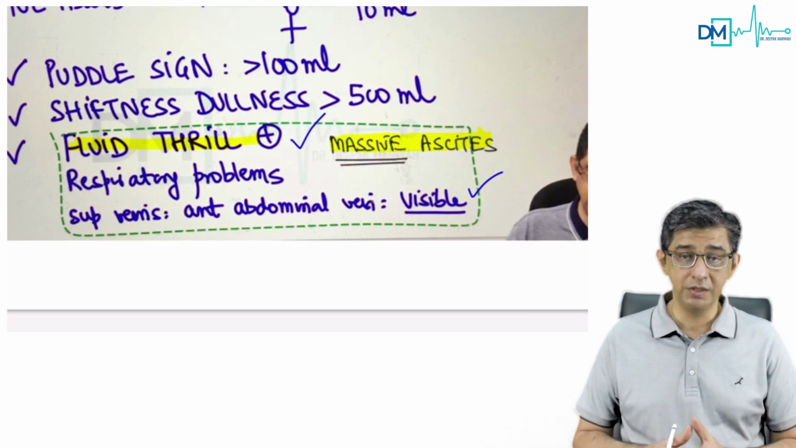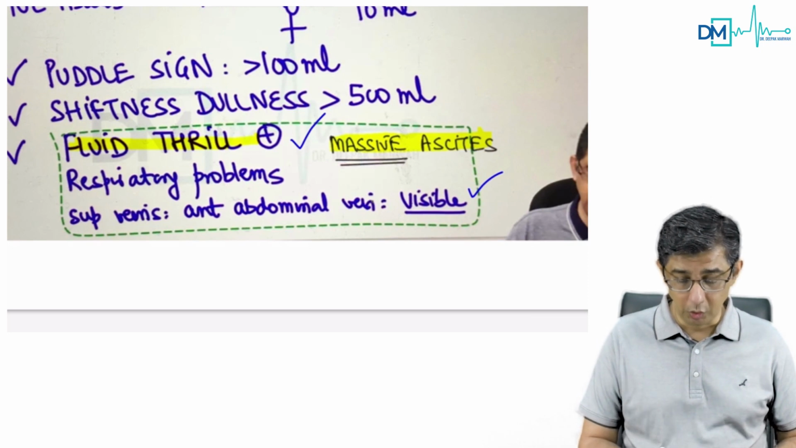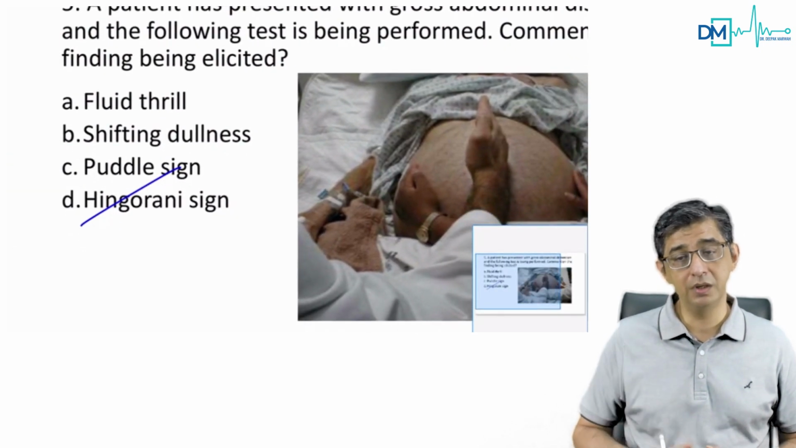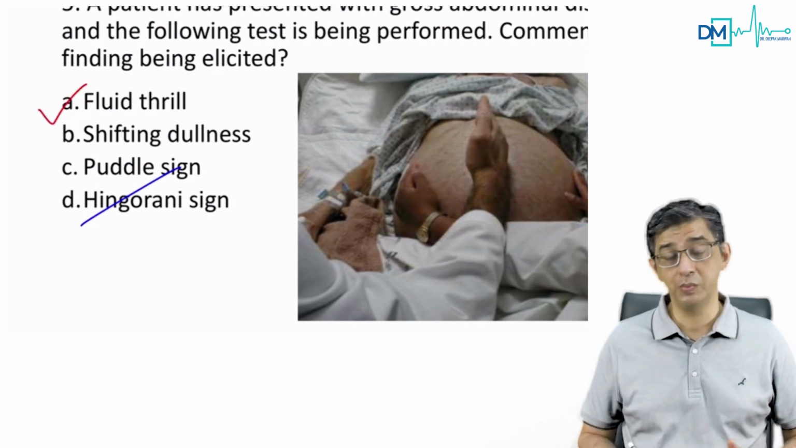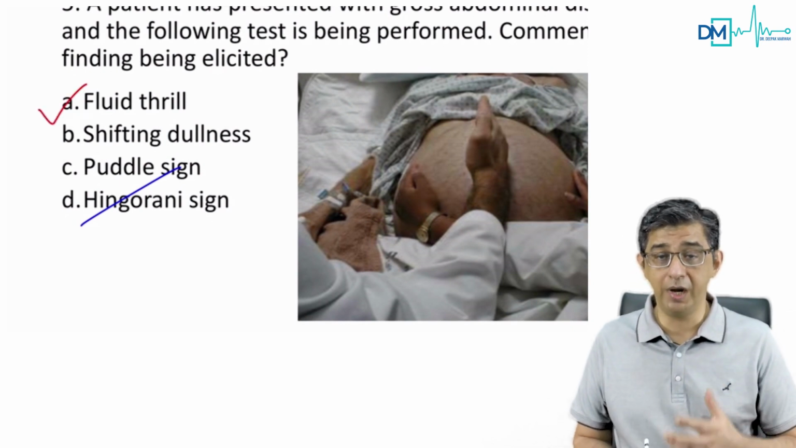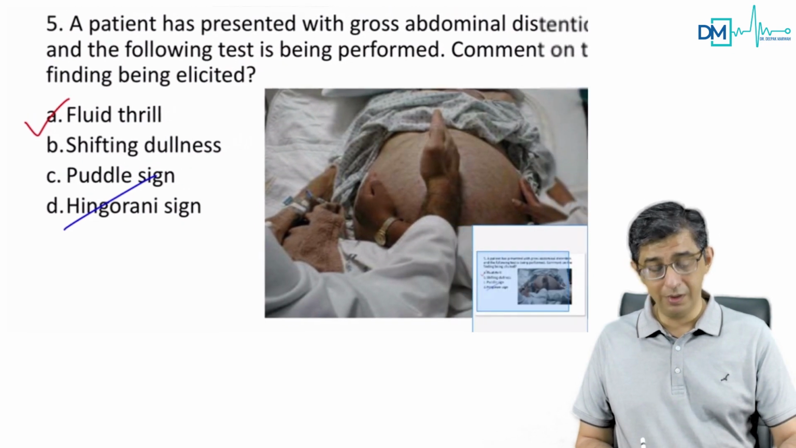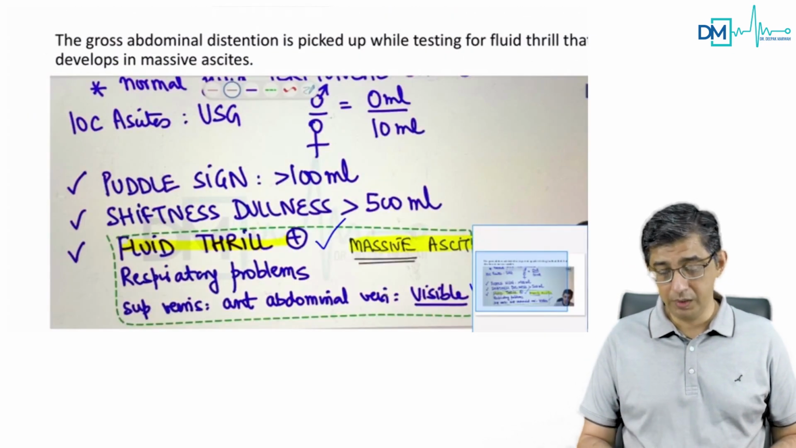So the bottom line is that in massive ascites, you can see the gross abdominal distension. This person would be having a fluid thrill present, and this heralds a bad prognosis because this can contribute to abdominal compartment syndrome. This image-based question, the answer is fluid thrill. Moving to the next one.